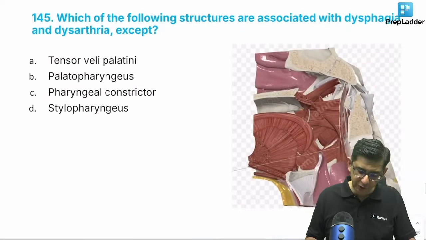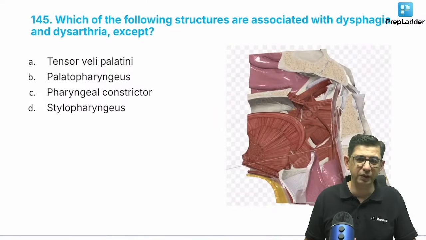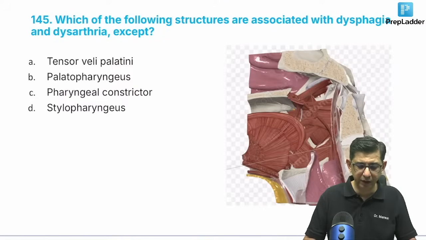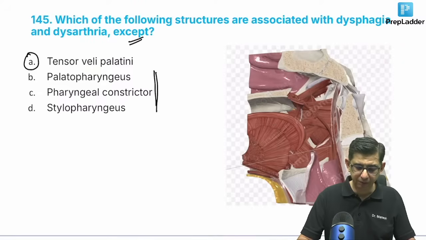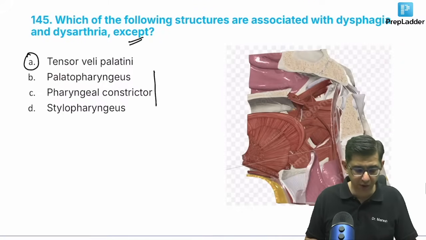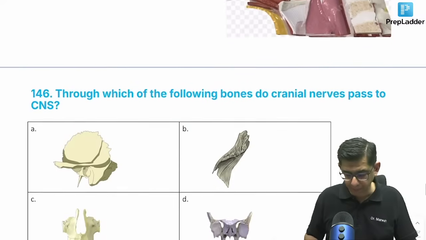Okay, for this one, I could not get proper markings. We'll have to do more work on this. I mean, this is work for me only, but if you look at the data, there's an exception question here. So tensor veli palatini would be related to the soft palate, and the remaining ones would play a very critical role with respect to dysphagia, and a defect related to them can result in dysarthria as well. But yeah, if I go by the current face value, the most appropriate answer for 145 would be option number A.